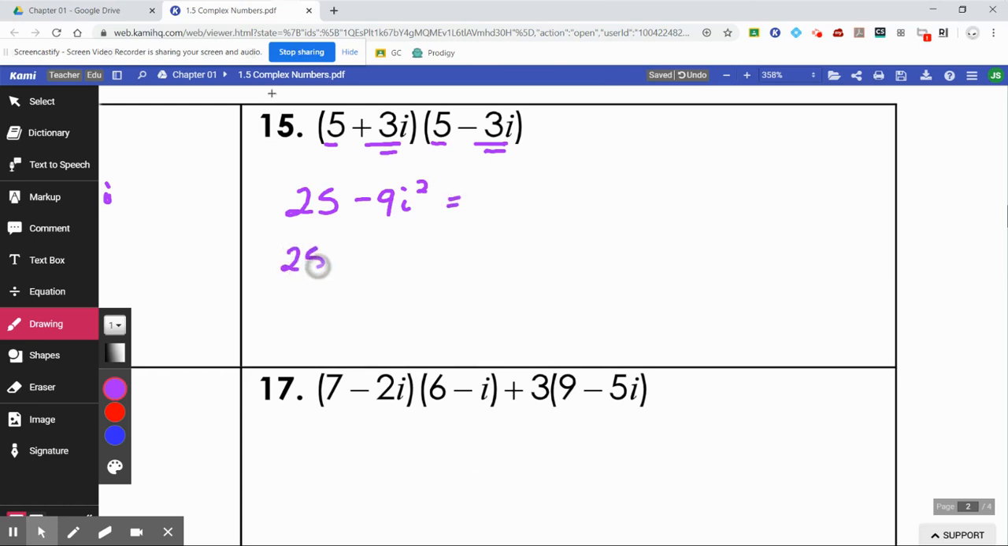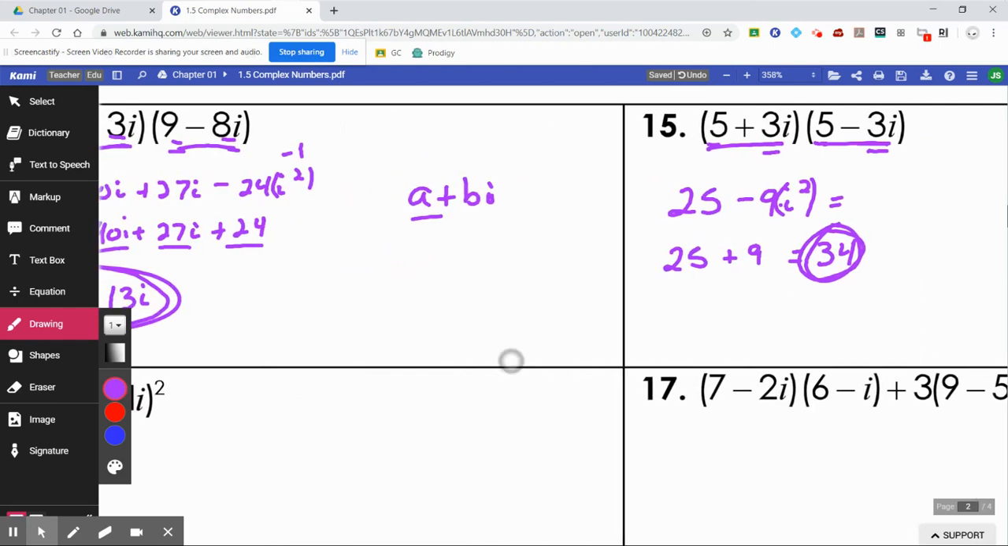So this will be 25. Again, -9 times -1 will be a positive 9. Anytime you have i squared, replace it with -1. 25 plus 9 is 34. You actually get a real number. When you multiply conjugates, they're called complex conjugates because both of these are complex numbers. When you multiply complex conjugates, you always end up with real numbers.